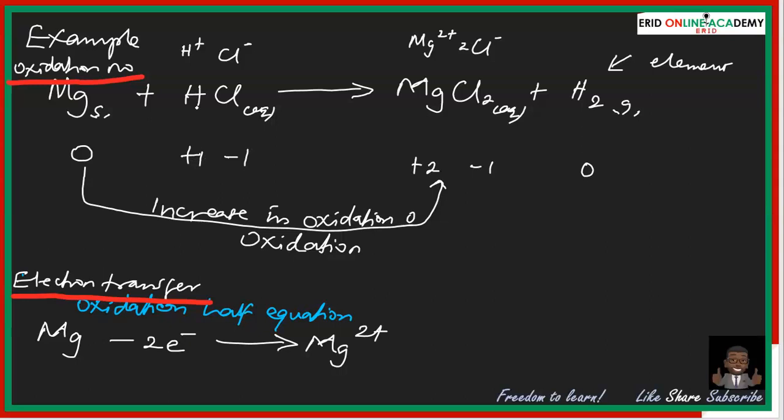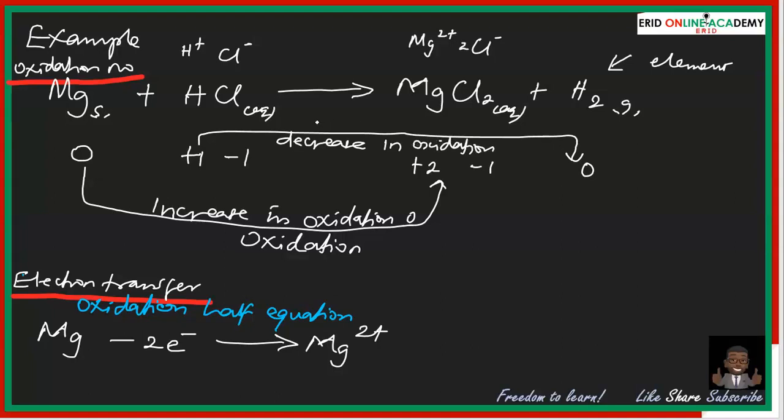So let's check again. We have, this is hydrogen ion, right? Hydrogen moves from +1 to 0. That is a decrease, isn't it? Yes. Okay, decrease in oxidation number. Of course, decrease has to do with reduction. Decrease means reduction. But in terms of electron transfer, let's look at it.